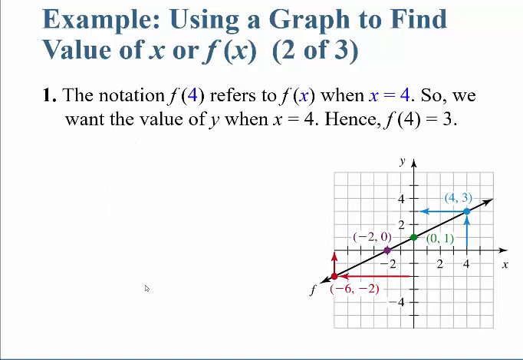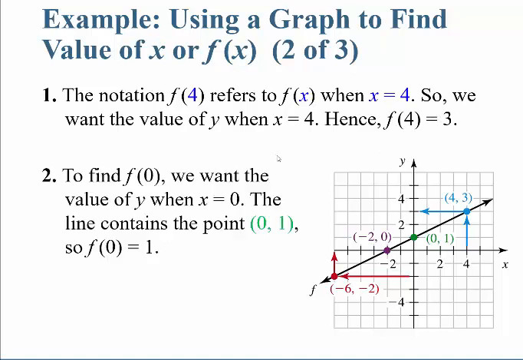Okay, so the notation f of 4 refers to f of x when x is equal to 4, so you're going to go over to 4 for x, because that's telling you the input is 4. So we want to find the value of y when x is equal to 4, so look up, once x equals 4, where does it hit the graph? Well, it hits the graph, boom, y is equal to 3. So f of 4 here is equal to 3.